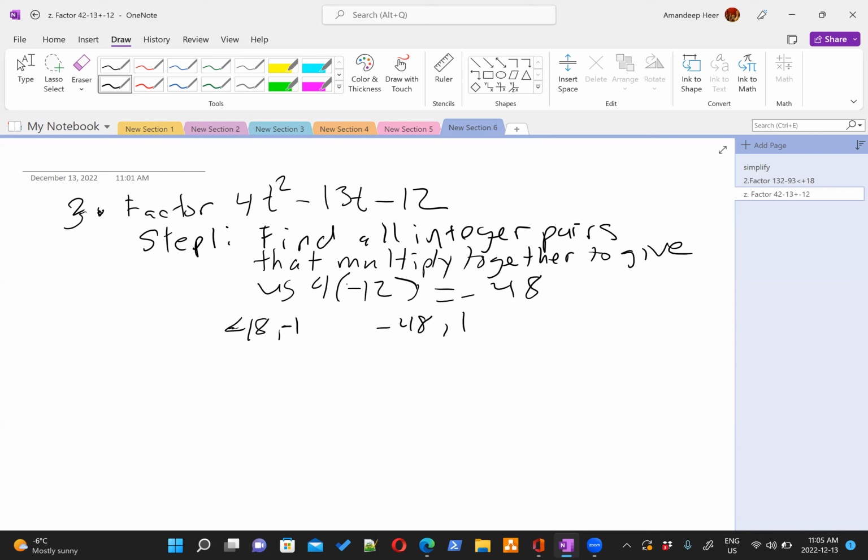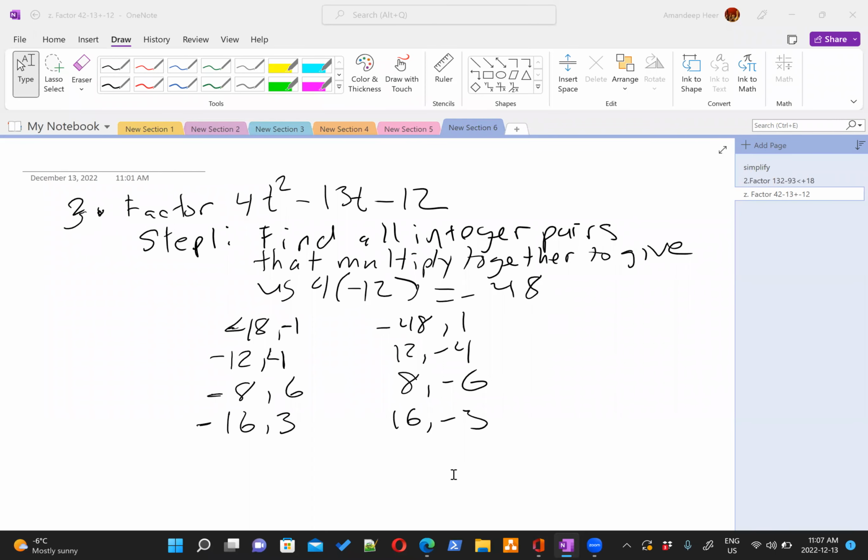What about other pairs? Let's look at -12 and 4, 12 and -4. Anything else you could think of? Why don't you pause the video and decide for yourself what those pairs are?